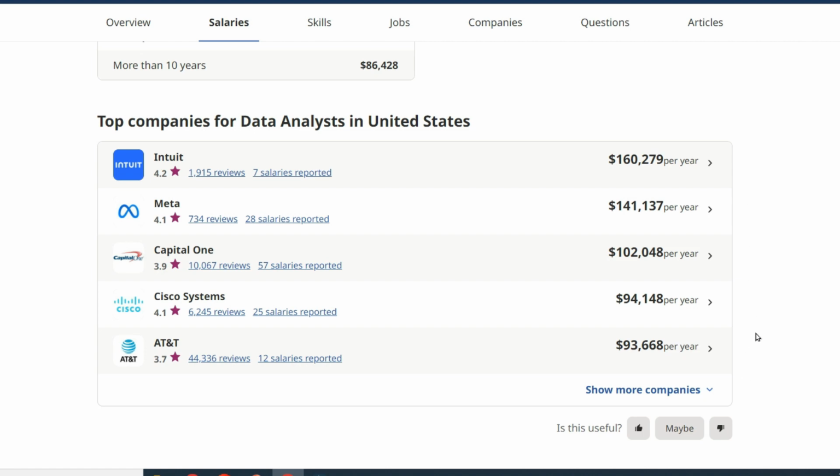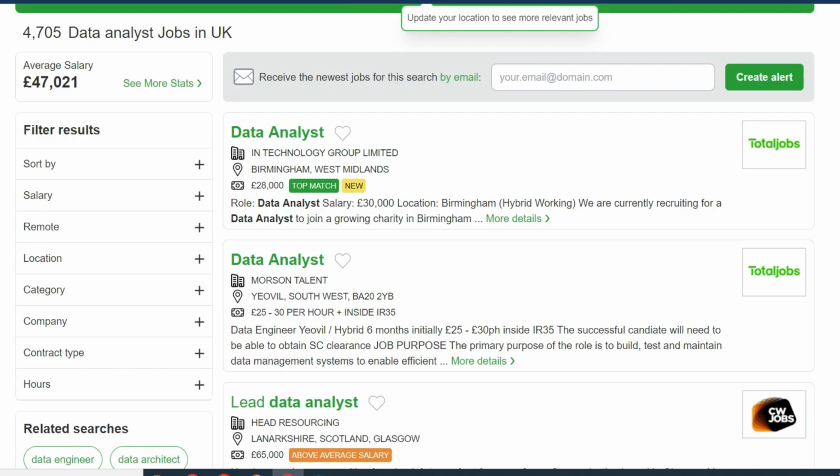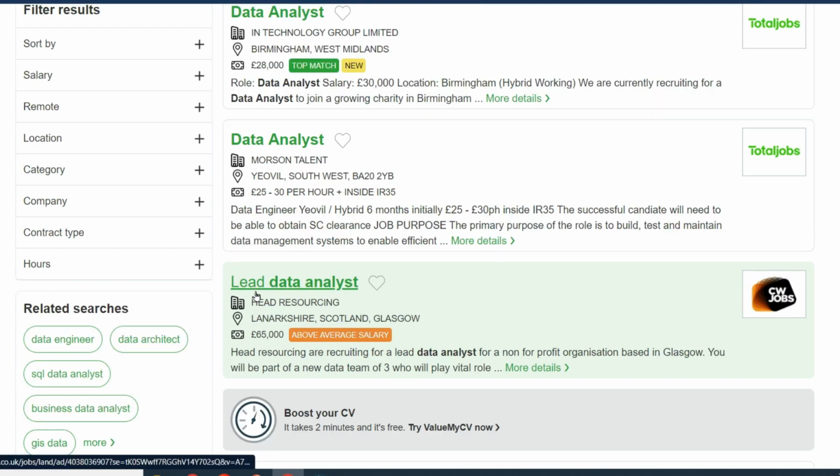A lot of jobs around the 100K. So let's look at the UK. So yeah, the UK, the average salary is about £47,000. I think the problem with the salaries in the UK is that the pound has actually lost value against other currencies. So that has affected the earnability. And you can see here some of the top jobs. That's quite low, £28,000. This is all right, 25 to £30 an hour. Here's one, a lead data analyst, £65,000.